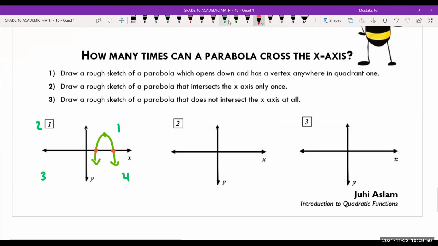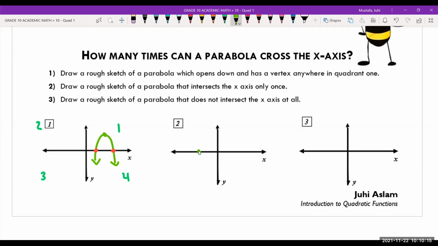Okay, great. Let's look at question number 2. It says, draw a rough sketch of a parabola that intersects the x-axis only once. So how can we do that? How can we draw a parabola that has an x-intercept of only one? Good guess. Not quite. Amina? Yeah. What would happen if your vertex is on the x-axis?